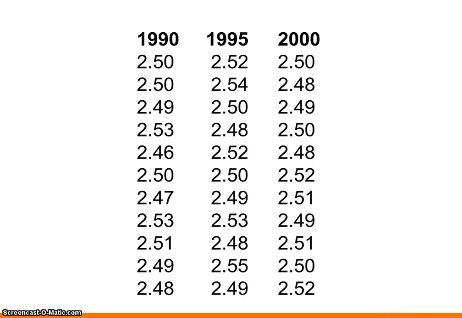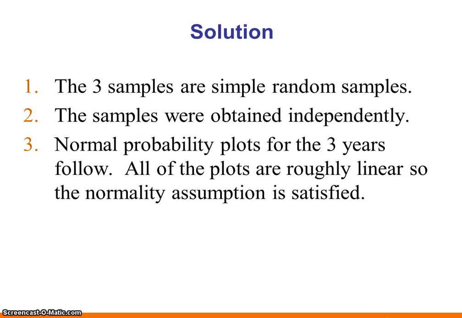So let's talk about the requirements here. So the three samples are simple random samples. The samples were obtained independently, right? The weight of pennies from one year shouldn't really affect the weight of the pennies from the other years. And then again, you'd have to construct a normal probability plot for the 3 years.